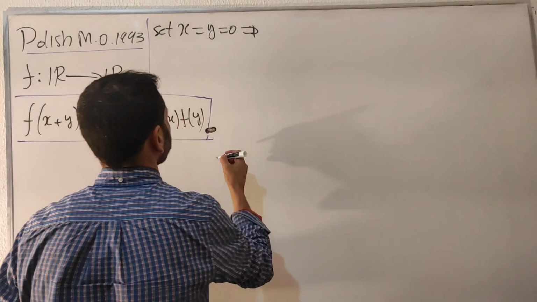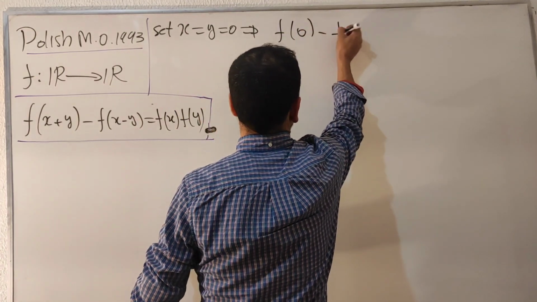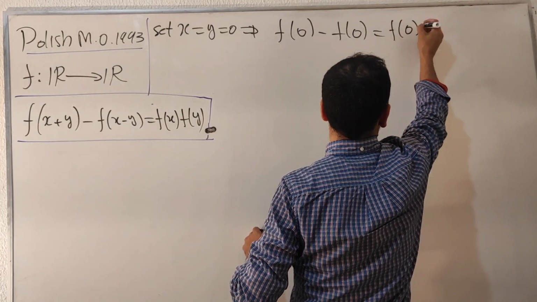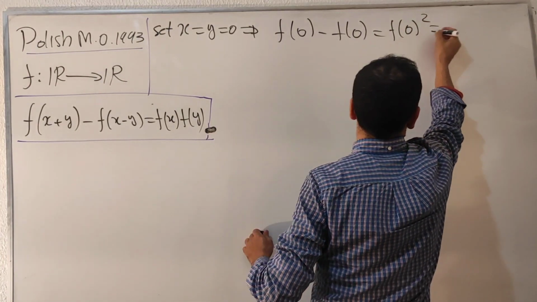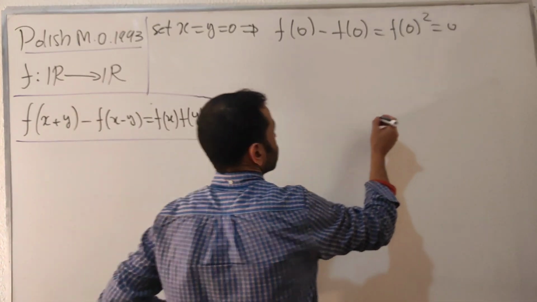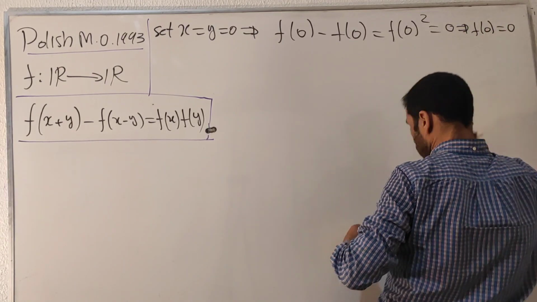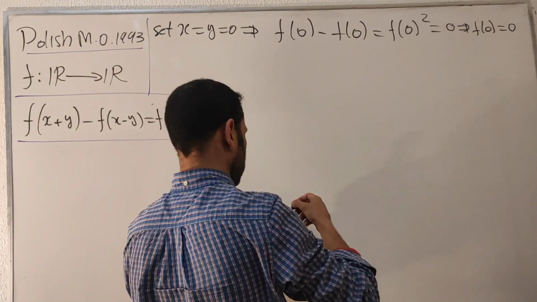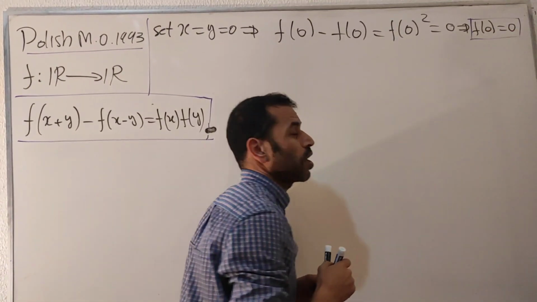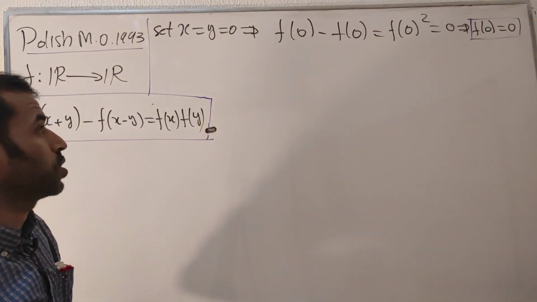So I get the following. I get f of 0 minus f of 0, which equals f of 0 squared, which equals 0, because you have the difference f of 0 minus f of 0. So ultimately f of 0 is 0. So we have determined the first obvious output of this function: f of 0 equals 0. Let's move on ahead to see what's the next expression.